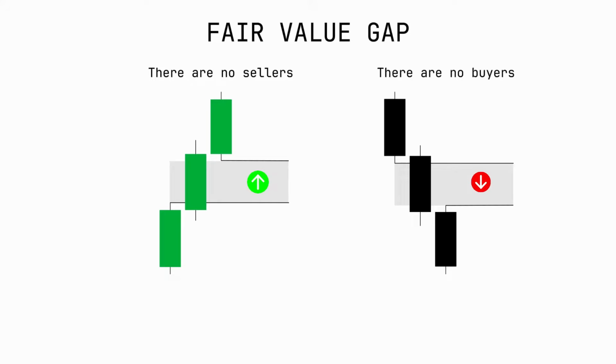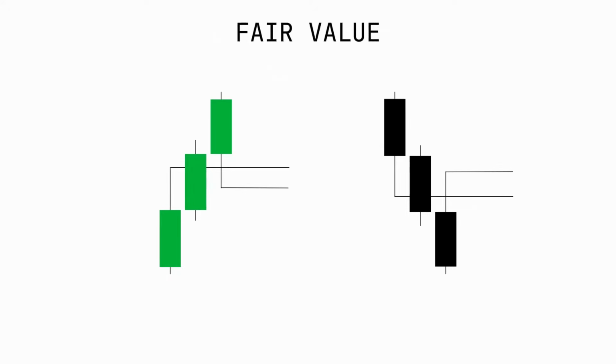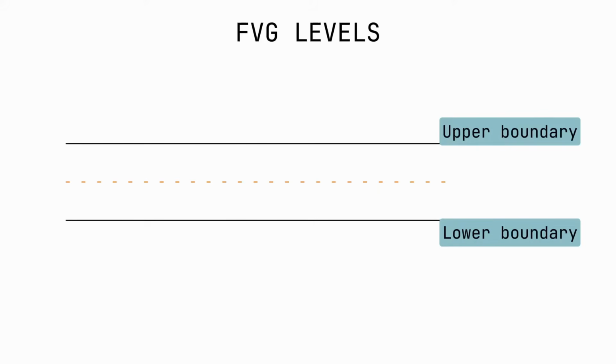That is why when price later returns to these gaps, it often reacts, because the market attempts to fill those previously missed orders. If the candles fully overlap, then no FVG exists because the exchange between buyers and sellers was efficient, hence the name, fair value. When analyzing FVGs, we typically mark the upper and lower boundaries, and often the midpoint, 0.5 level, which is a strong reaction level and can serve as an optimal entry point.